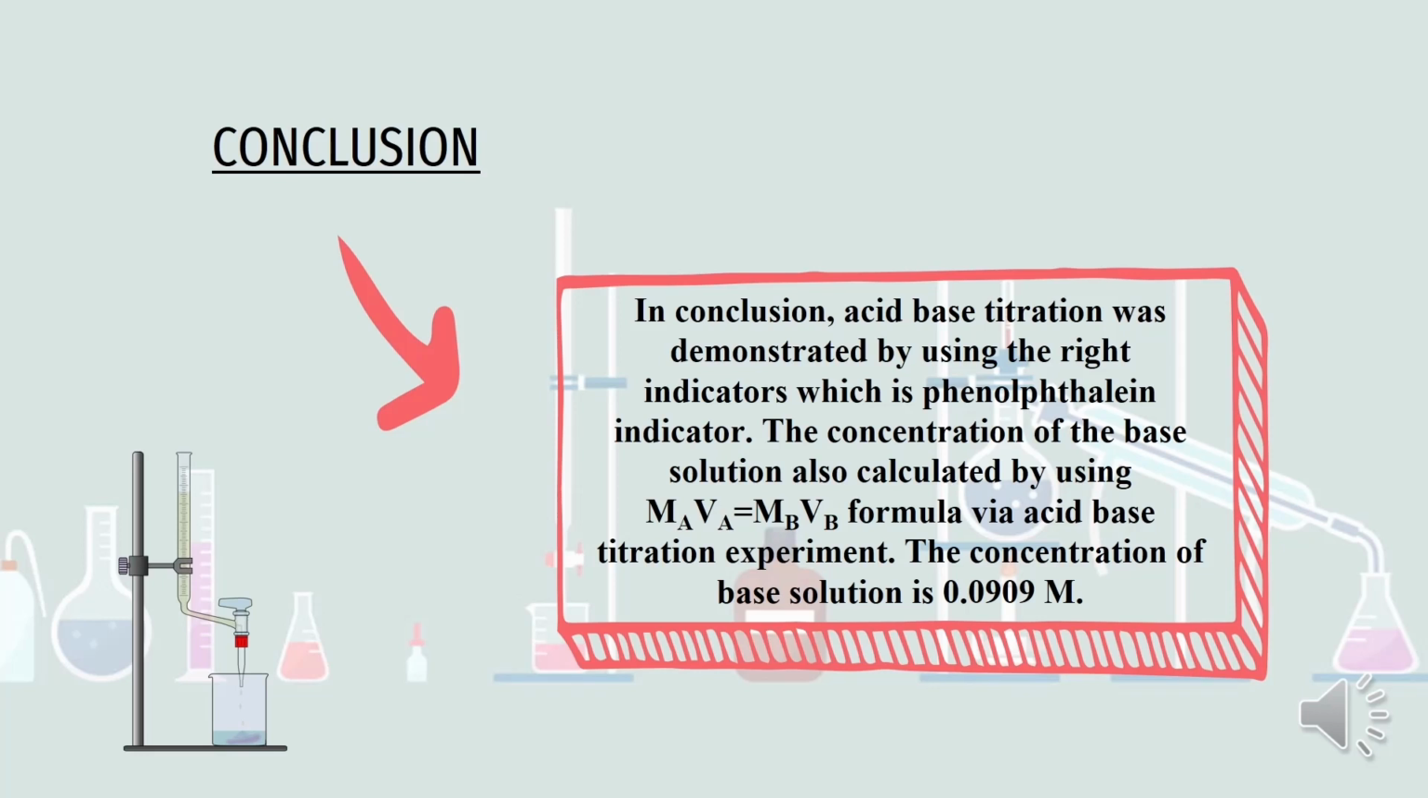In conclusion, acid-base titration was demonstrated by using the right indicator, which is phenolphthalein indicator. The concentration of the base solution was also calculated by using the MAVA equals MBVB formula via the acid-base titration experiment. The concentration of the base solution is 0.0909 M.